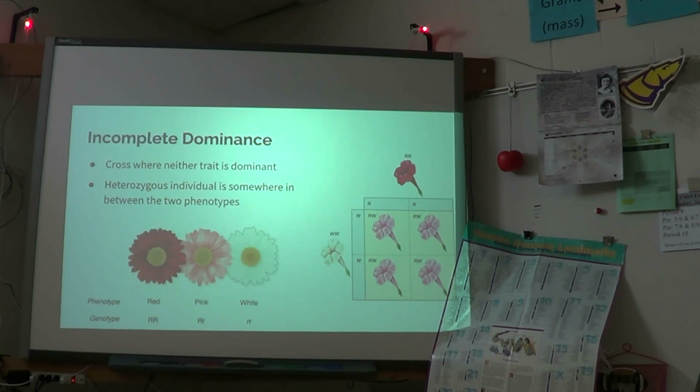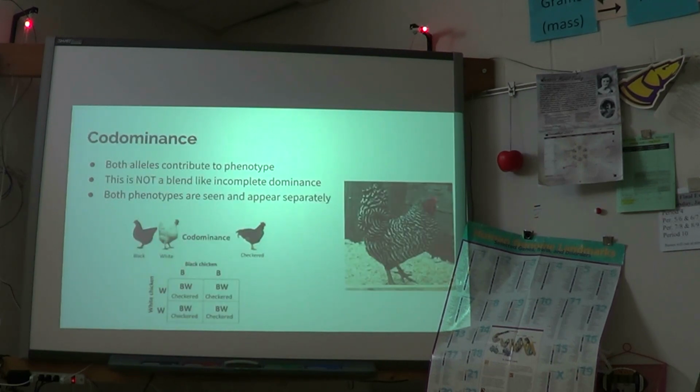So incomplete dominance is in between. There are certain flowers that do this. Incomplete dominance means the red is not dominant over the white, that neither of them is really dominant, and when we get that heterozygous cross, we get something in between. There's another type of trait called codominance. A codominant trait is when we have two traits that are both dominant.